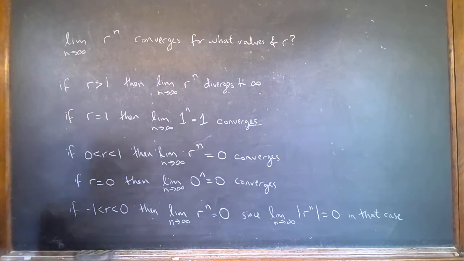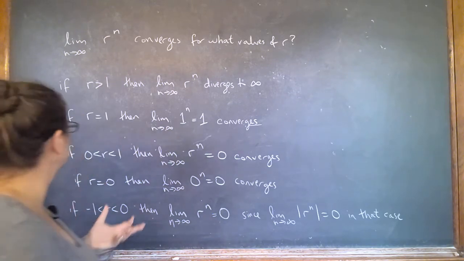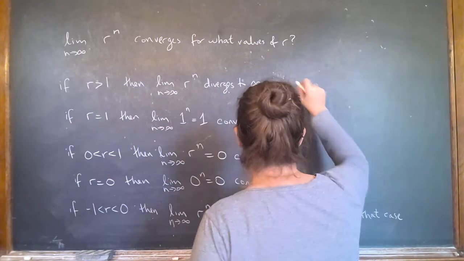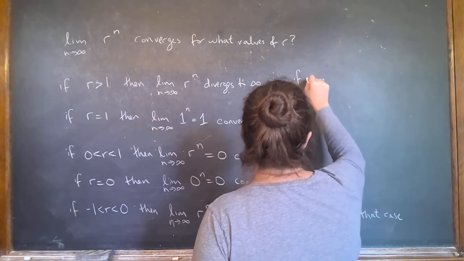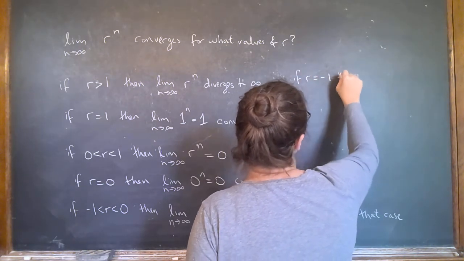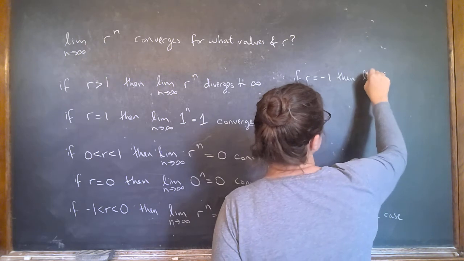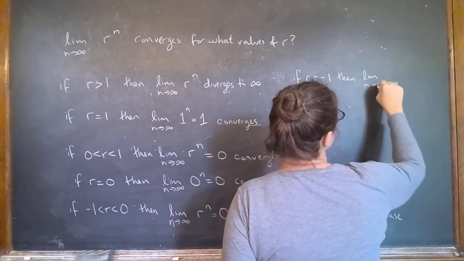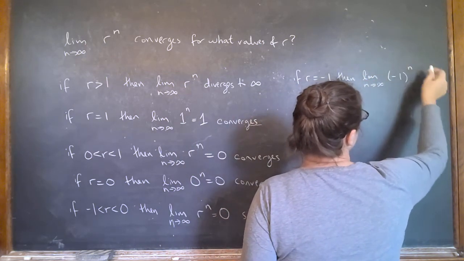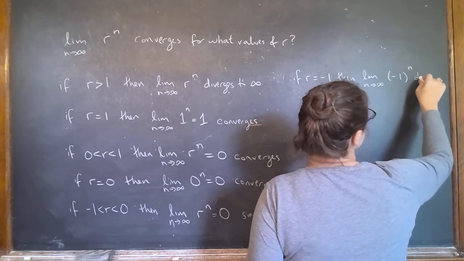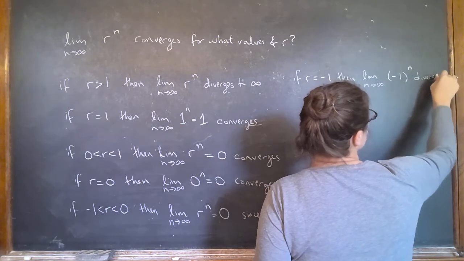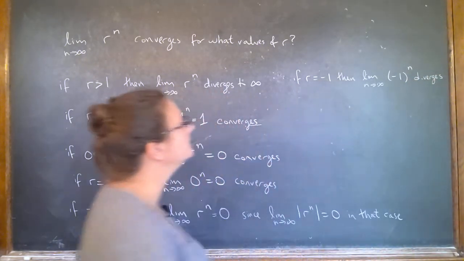Now what about r equals -1? We know that doesn't work, right? If r equals -1, then the limit as n goes to infinity of -1 to the n diverges, right? Because it's -1 plus 1. It's bouncing back and forth.